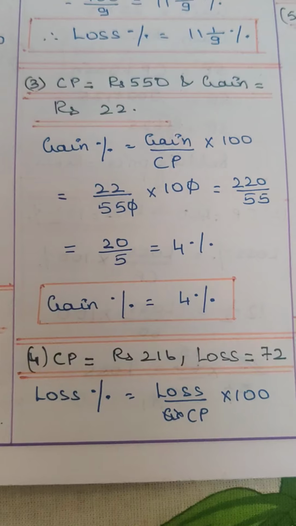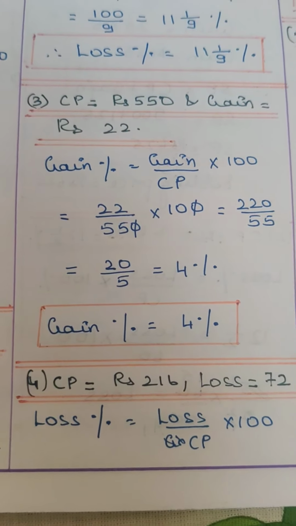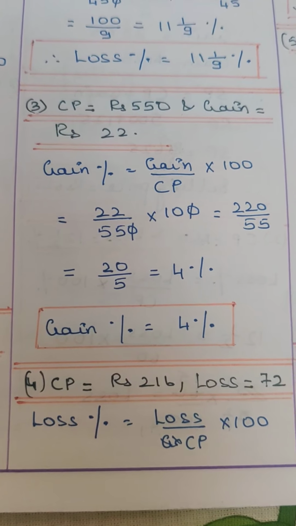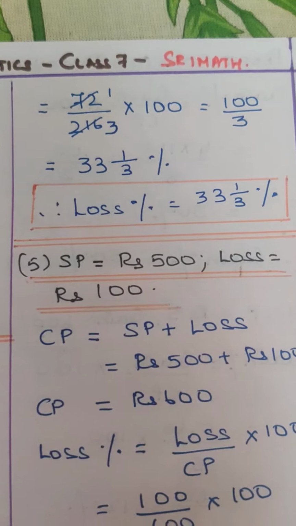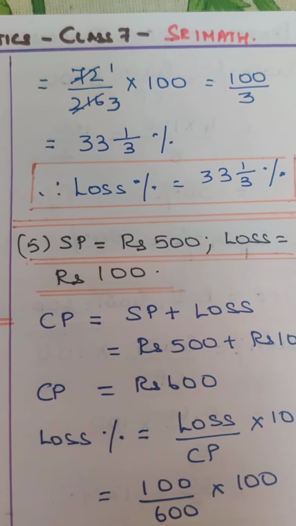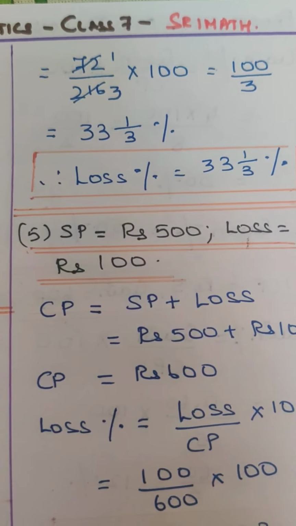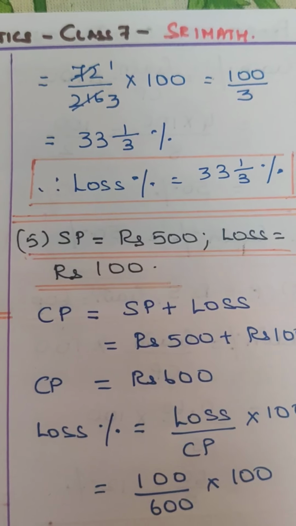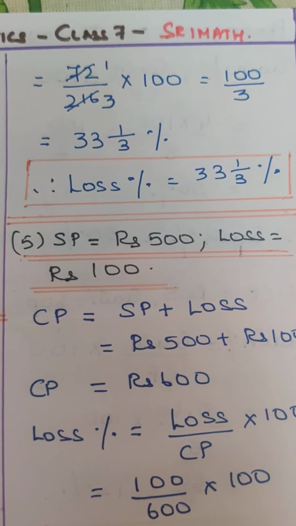Cost price is equal to 216 and loss is equal to 72. Therefore, loss percent is equal to loss by cost price into 100. That is equal to 72 by 216 into 100. That gives you 100 by 3. That is equal to 33 1/3%. Therefore, loss percent is equal to 33 1/3%.